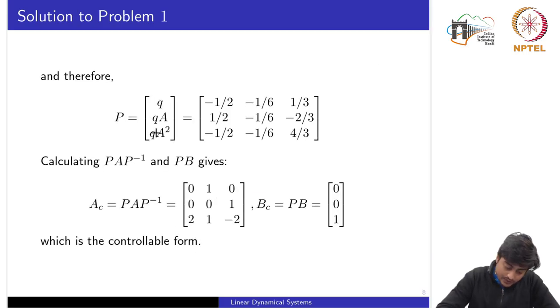Once we have obtained the Q vector, recalling the definition of the P matrix, it would be Q, Q into A, and Q into A square. So this would result in this P matrix, and directly applying the equations for computing AC and BC, we will obtain the controllable pair. You can also verify that the last row of this AC are basically the coefficients of the characteristic polynomial of the original AB pair.